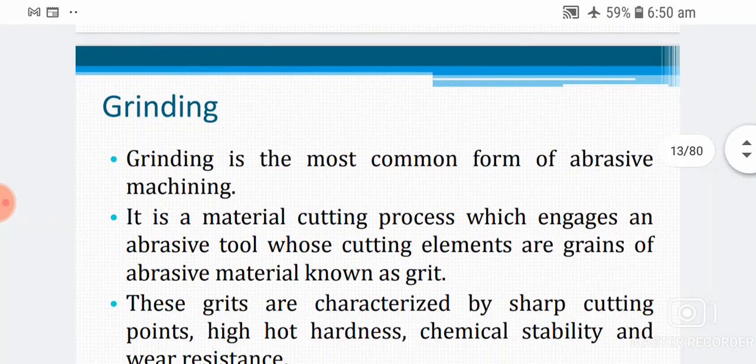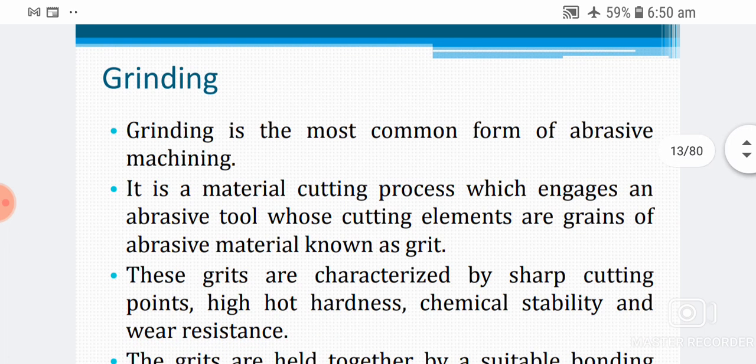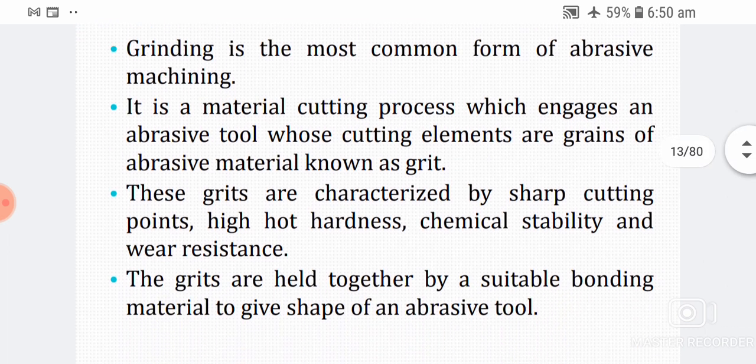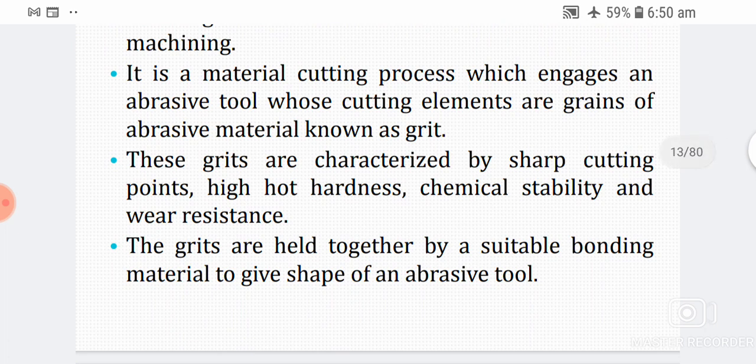Next we move to the topic of grinding. What is grinding? Grinding is the most common form of abrasive machining. It is a material cutting process which engages an abrasive tool whose cutting elements are grains of abrasive material known as grit. These grits are characterized by sharp cutting points, high hot hardness, chemical stability, and wear resistance. The grits are held together by a suitable bonding material to give the shape of an abrasive tool.